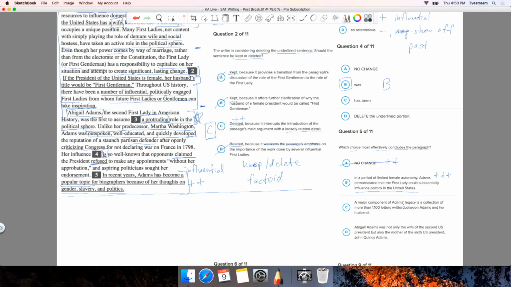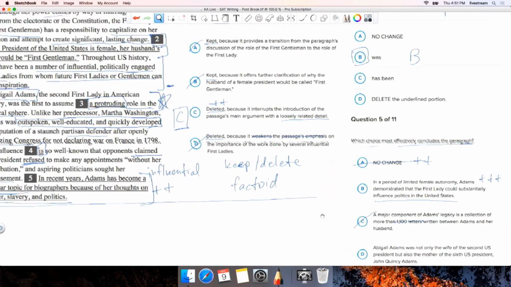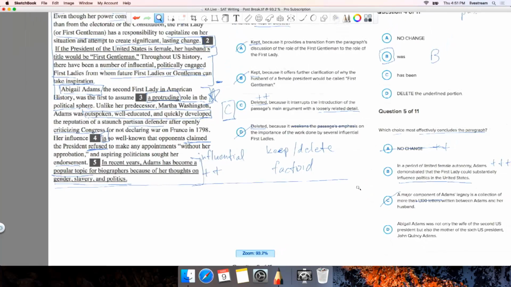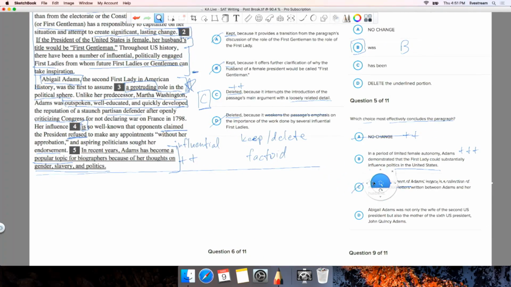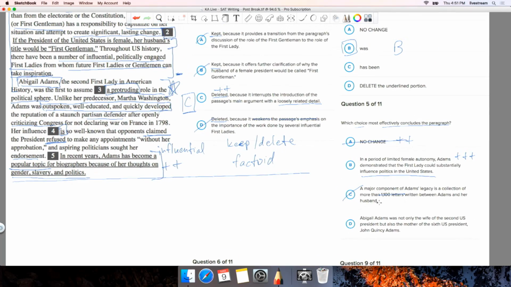And then a major component of Adams' legacy is a collection of more than 1,100 letters written between Adams and her husband. So that is another random fact that detracts. And so we're not talking about these letters. It's all about, the author is really focusing on, let me zoom in there, sorry, is really focusing on Abigail herself, not these letters.